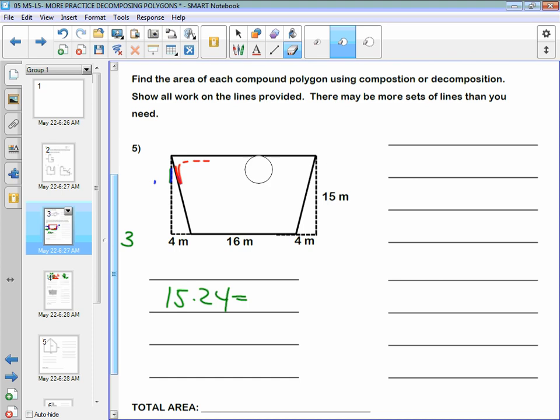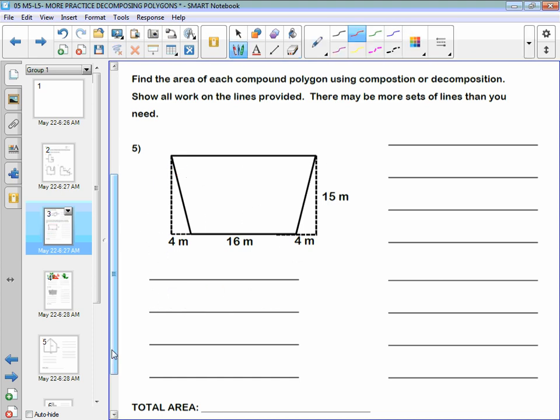What do you want to do? Take away the triangles and just do that. How, though? What's the formula for a trapezoid? It's A equals base 1 plus base 2. I haven't taught that yet, though. That's 7th grade.